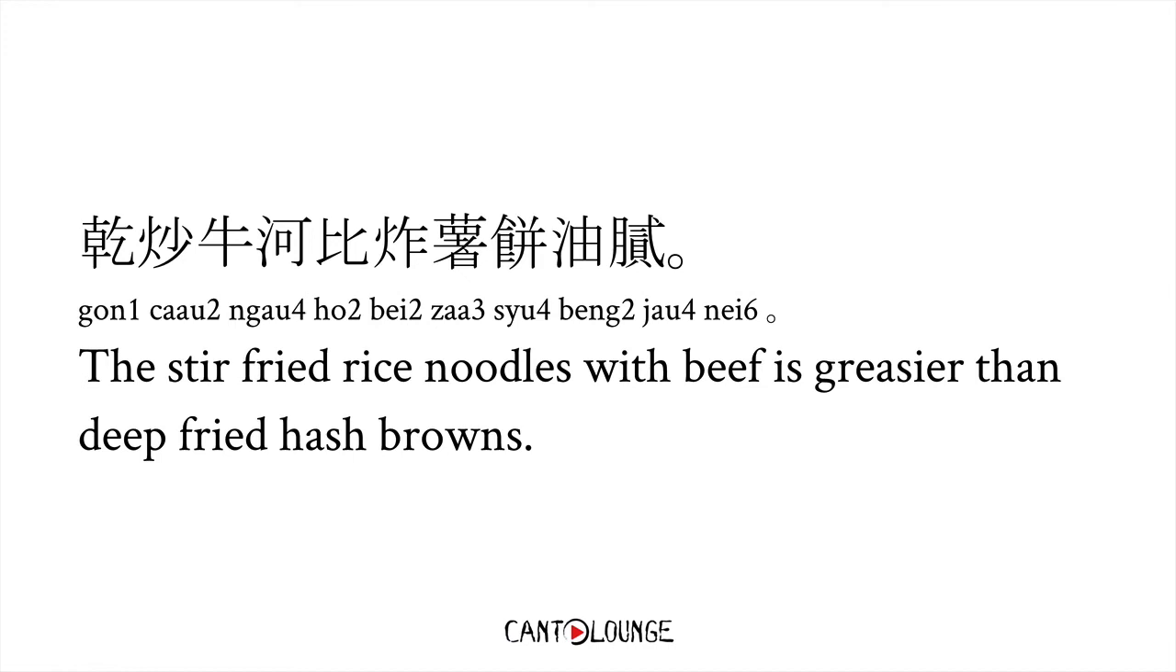So that's that. So a couple of vocab here. 油膩 is oily, greasy, and 乾炒牛河 is a fairly common dish here in Hong Kong. 乾炒 is like pan-fried or fried. 牛河, 河 is like flat rice noodles. It's a little bit thick, and it tastes wonderful. It's one of my favorite noodles at all times. 牛 is beef, obviously. And 薯餅 is hash browns.